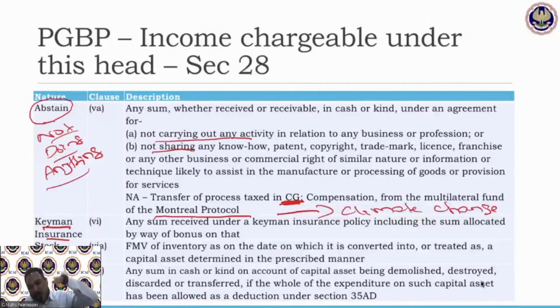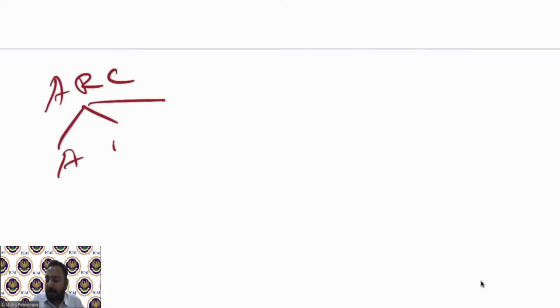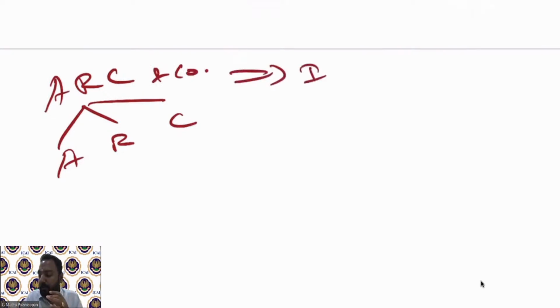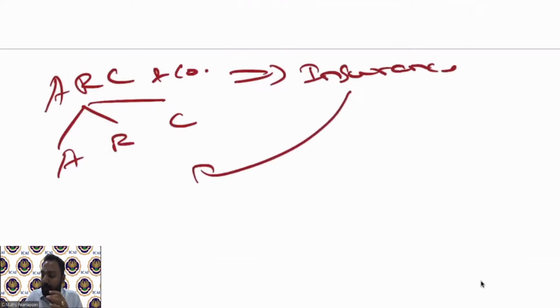Okay. Coming back to the keyman insurance, any sum received under a keyman insurance policy. So what is keyman insurance policy? I'm again going back to the same firm, ARC. Okay, there are 3 partners, ARC. Now they are critical pillars of ARC and Co, right? So they are critical pillars of ARC and Co. So ARC and Co takes an insurance policy for these people.